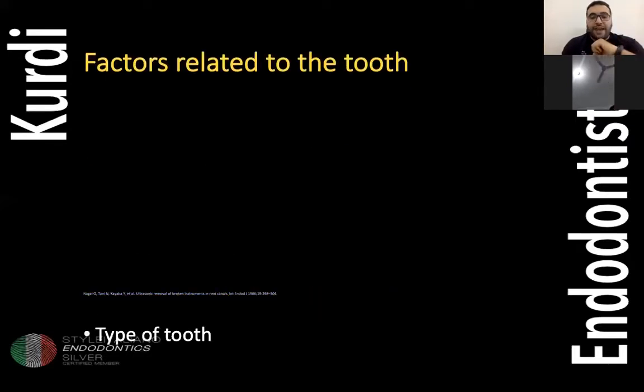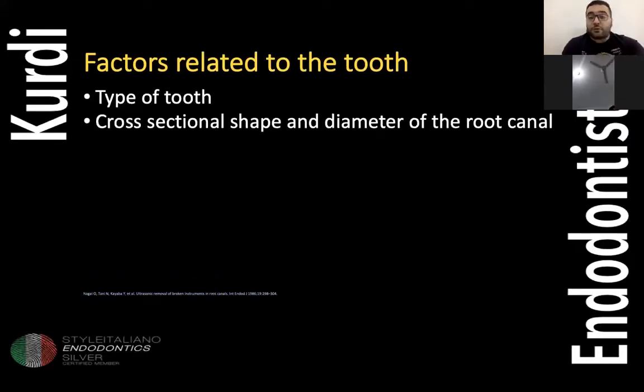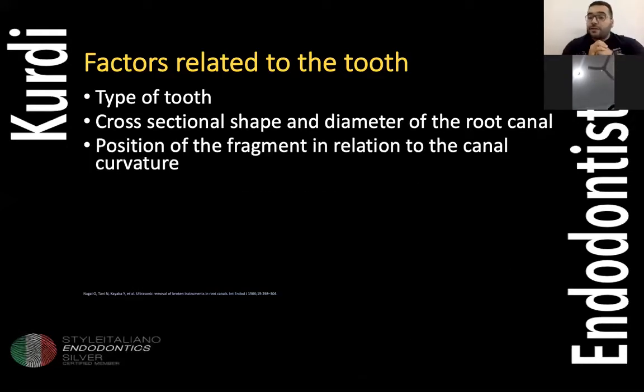First of all, factors related to the tooth, type of tooth. Of course, if you are working on an anterior tooth, it will not be difficult as in premolar area, and also it will not be difficult as in molar area. Also, the cross-sectional shape and diameter of the root canal that we are working upon. If you are working on a mesiolingual or a mesiobuccal canal in the lower first molar, it will not be easy as if you are working on the distal canal of the same tooth.